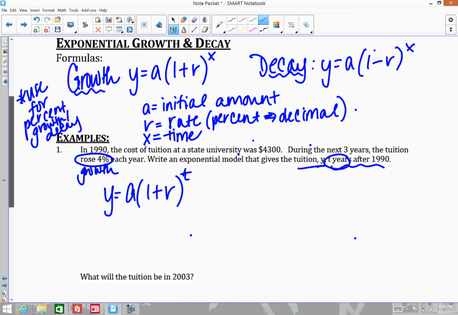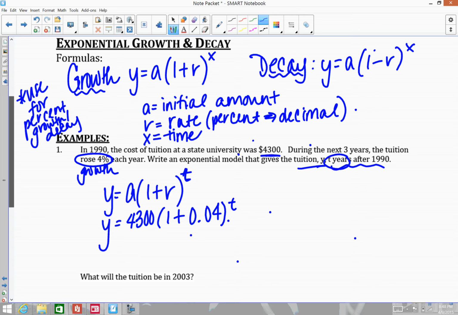Now what we're going to do is plug in. So we have y equals the initial amount. 4,300 is the initial. That's how much it started off with. Then 1 plus the percentage of growth, which is 4%, but if you think about 4% as a decimal, it's going to be 0.04. Basically move the decimal places 2 over to the left, or just divide it by 100.